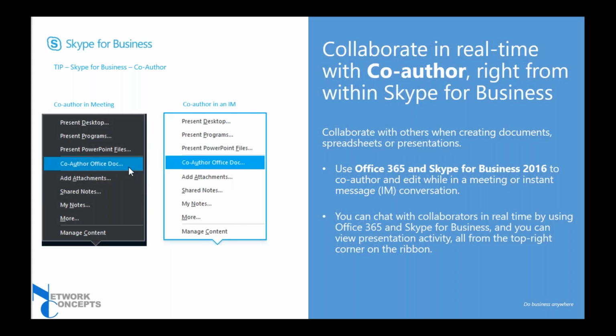So I'm going to talk a little bit about Skype for Business as well. This is kind of a cool thing to do. You can actually collaborate in real time with somebody, which is really cool. It's available to do in a meeting and also in an instant messenger. As you can see in my two examples there, all you have to do is go into your options and hit co-author Office document. It's going to bring up a Word document and you can collaborate in real time. That's pretty cool.